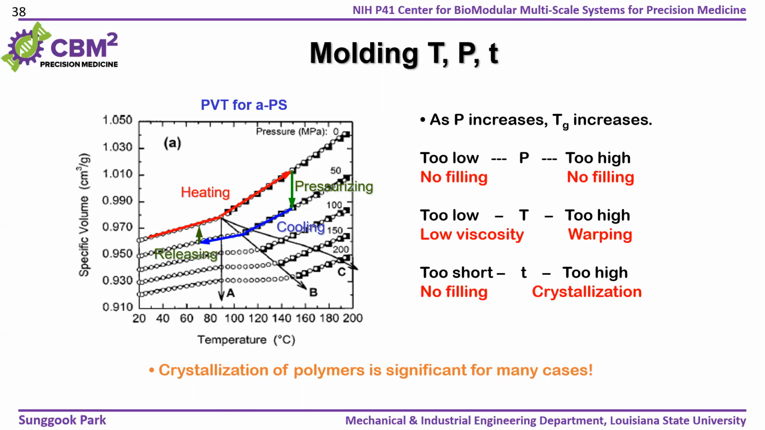And time, again, if it's too short, there's not enough time to fill. But if it's too long, the polymer chains will align along the substrate and it becomes crystallized, and then it's more difficult to fill. So the bottom line is, for each process, you have to really optimize pressure, temperature, and time so that you can have an optimal molding process. I think that's all I have. Any questions?